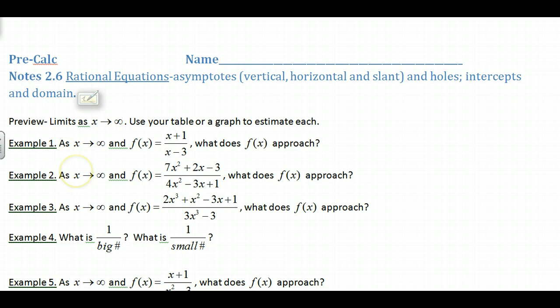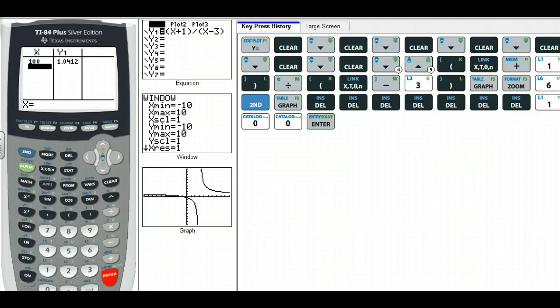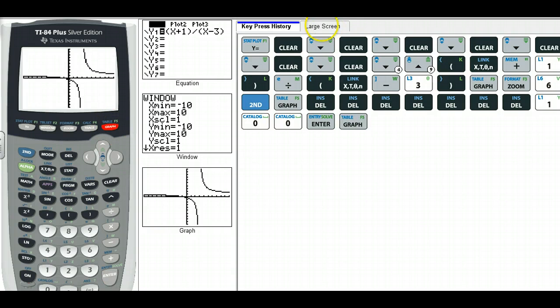These are just limits, and so we're going to be dealing with this notation: as x approaches infinity, and f of x is equal to (x plus 1) over (x minus 3), what does f of x approach? This would be end behavior, and I just put positive infinity, but actually we want to look at what happens when we go to positive infinity and negative infinity. It isn't always the same, but for a lot of our examples now it will be.